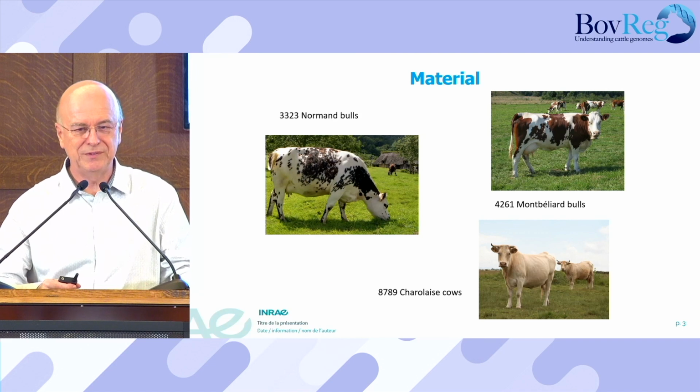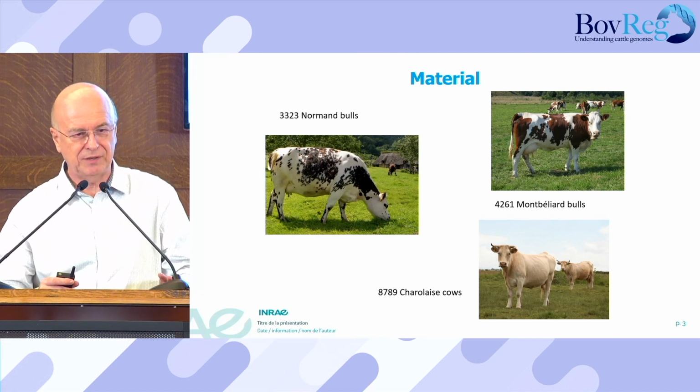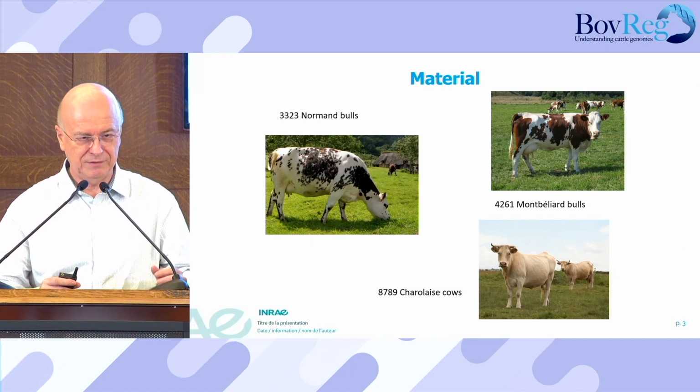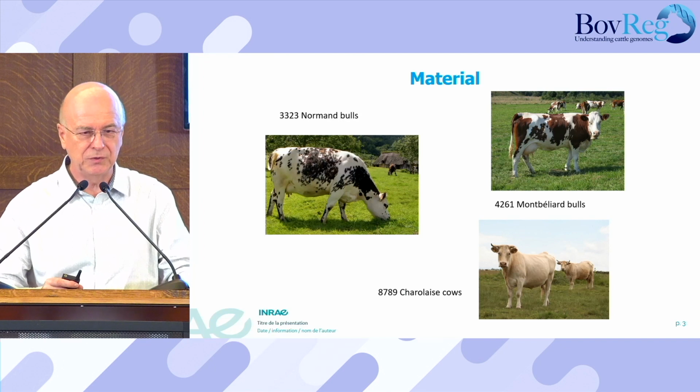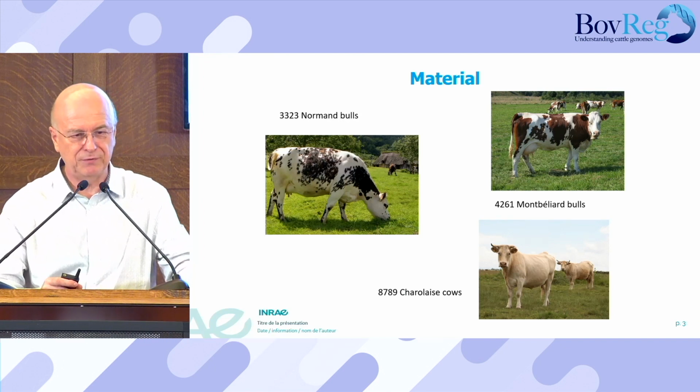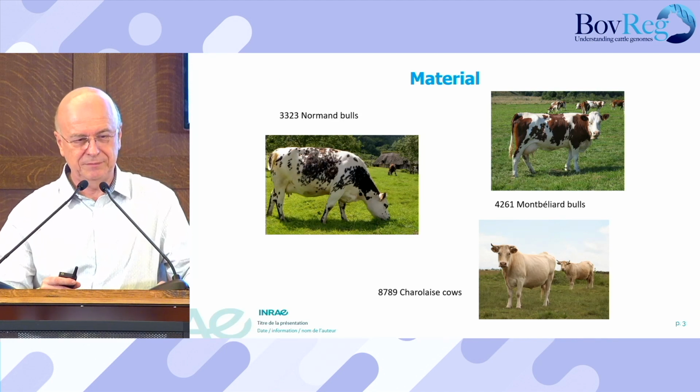For the material, Pascal worked with three different breeds: the Montbéliarde and the Normande breed, which are dairy. The population is made of bulls and characterized by daughter yield deviation, so the average performance of the daughters, and also the Charolais population with cows and own performances, beef breeds, of course.